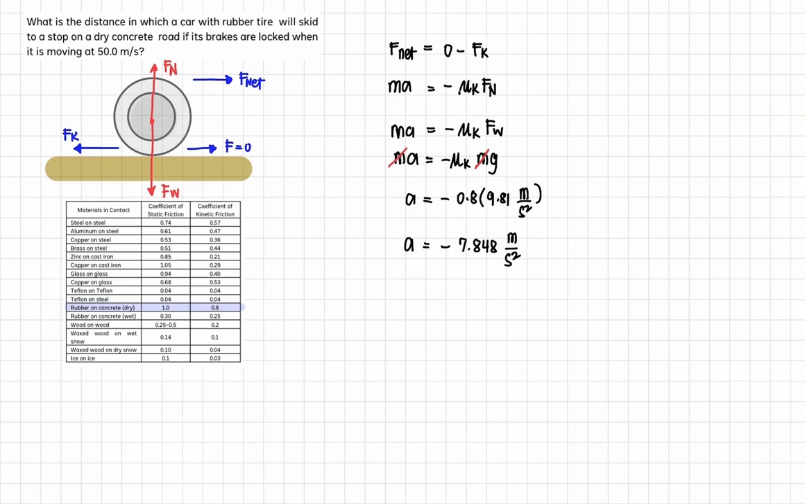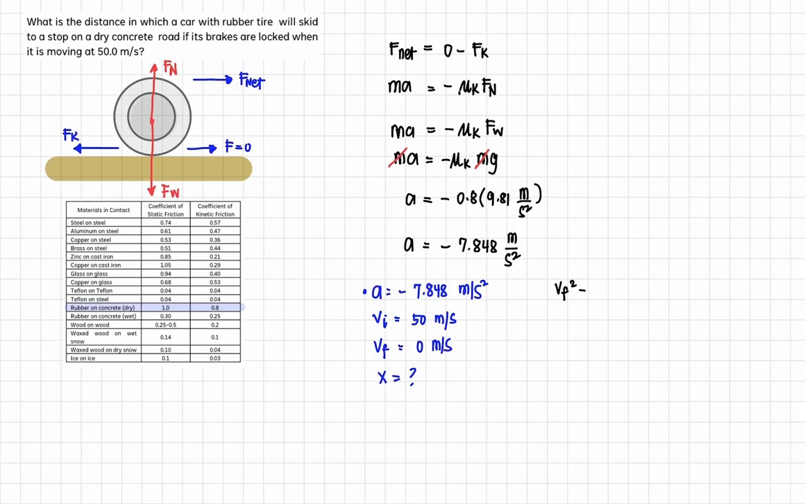The problem here is to find the distance. If we are now given the acceleration, which is negative 7.848 meters per second squared, it was running at a velocity of 50 meters per second, and eventually it will stop at 0 meters per second. So what is the distance traveled x?